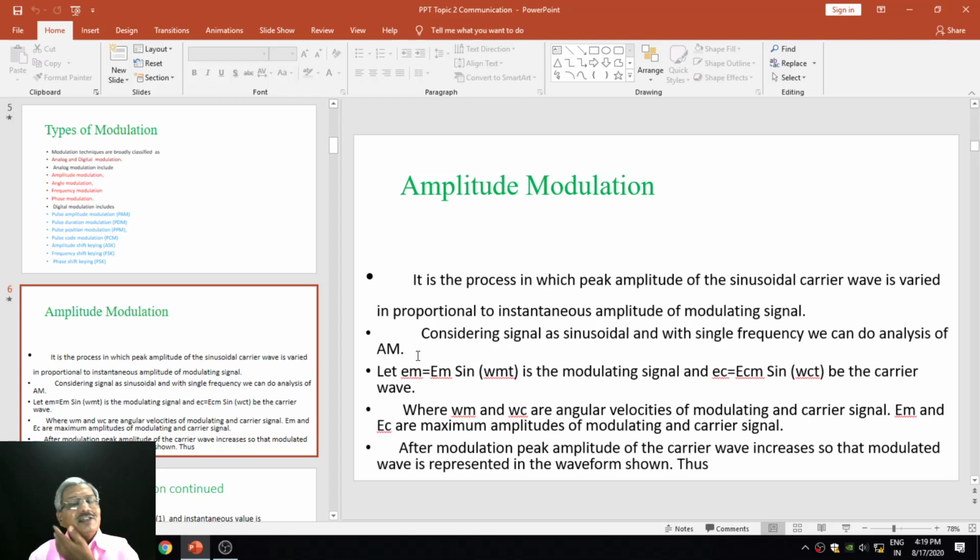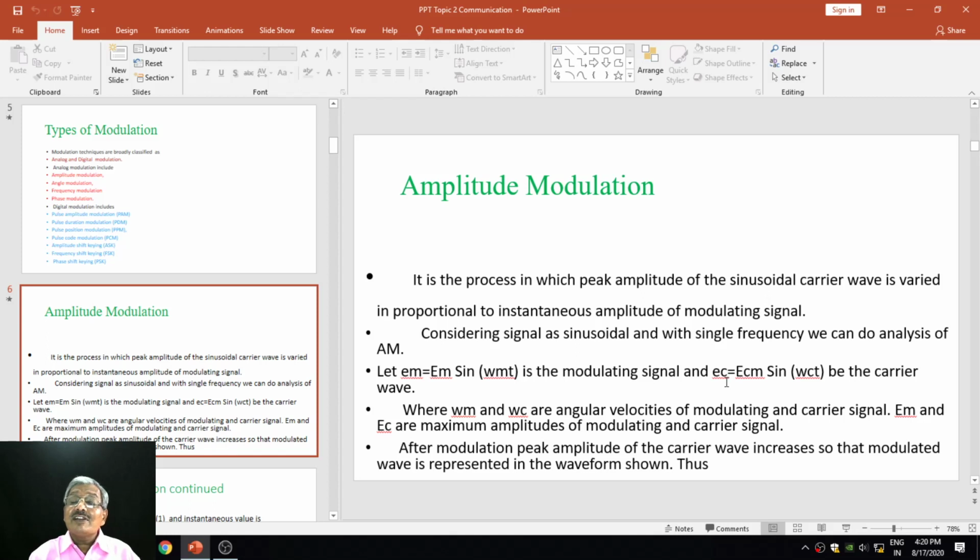So just to start with the analysis of this, let me consider EM be the modulating signal represented by capital EM sine of omega m t, where capital EM is peak amplitude of the signal to be modulated and omega m is the angular velocity of the signal to be modulated, which is being represented in the form of sinusoidal wave.